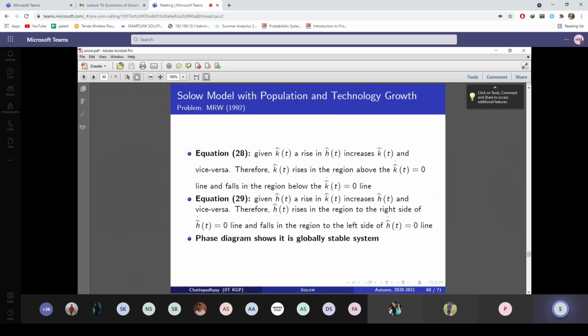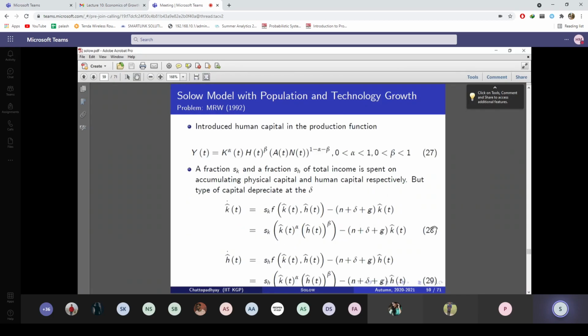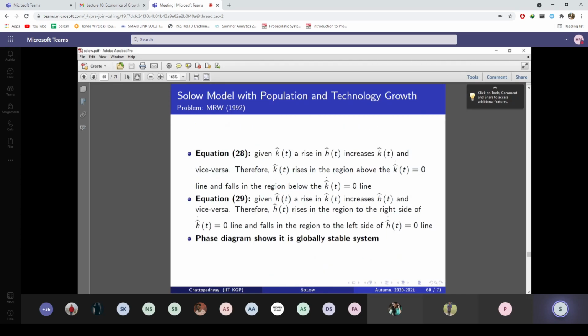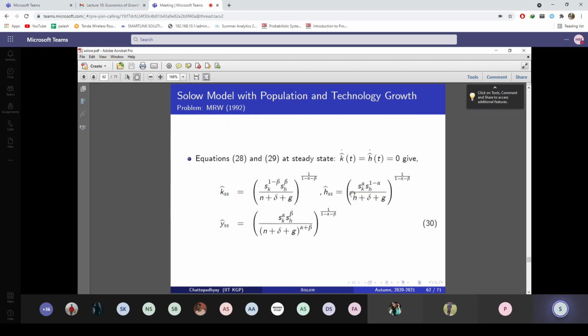The only thing, these two equations, equation number 28 and equation number 29, you set K hat dot equals to 0 and H hat dot equals to 0, then you will get two equations with two unknowns to solve for: small k hat and small h hat. If you solve it, you get this.